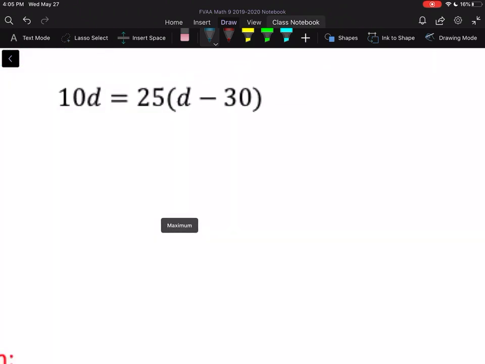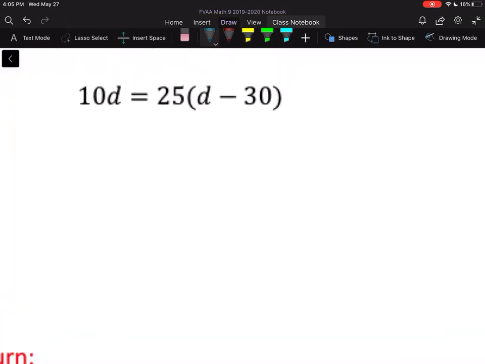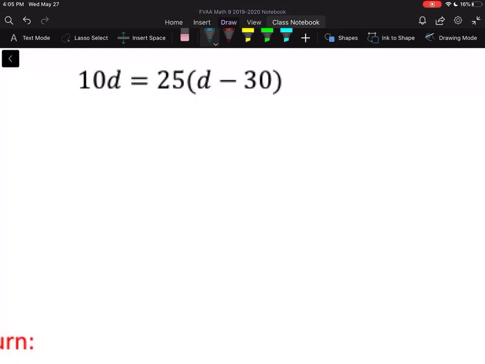Okay, let's try this one here. This one's got a bracket inside. Now, we did talk about last set of notes, sometimes it makes sense to divide the side with the bracket by the number, like 25 in this case. But in this case, 25 doesn't go into 10 at all, and so I would just end up with a fraction. It doesn't make sense to do that in this situation.